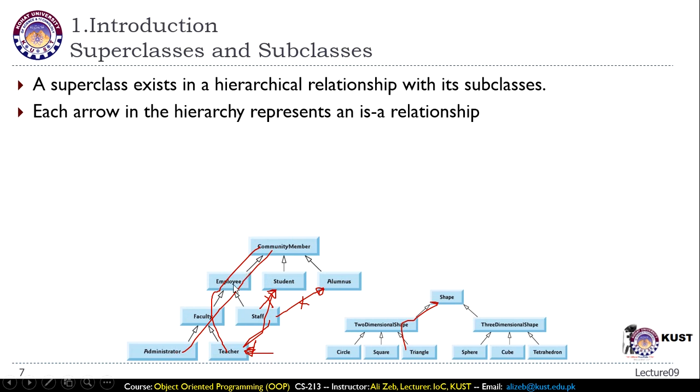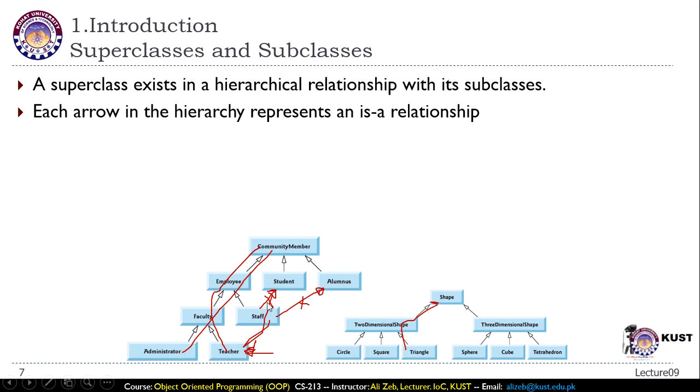So employee is a community member, faculty. This diagram shows us the community of a certain university. These are the kinds of people that can possibly be part of a university. If we call any member of a university a community member, then there are employees in the community. There can possibly be students. So many classes can inherit from the community member class.